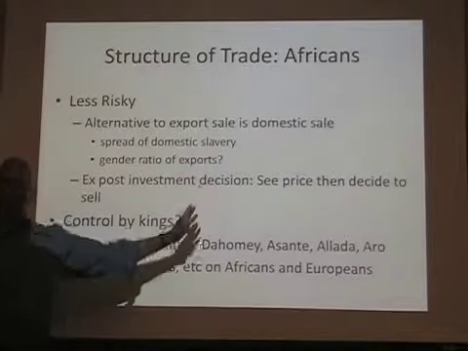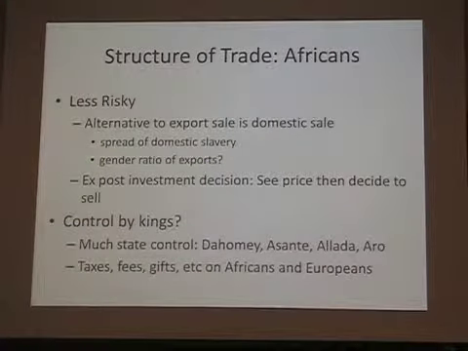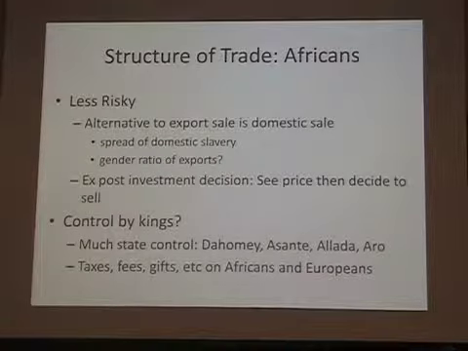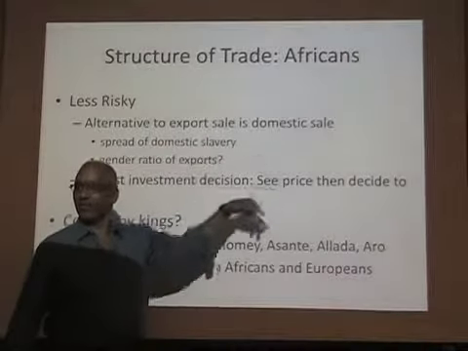Polygyny as well. Later on I'll show you how the slave trade is correlated causally with the expansion of polygyny. And enslaved women, big part of that. And then there's an ex-post investment decision. They're there, they see the price. The circuit is not as long. Information is flowing both ways. You see, in the transatlantic, in the triangular trade, it's just flowing one way.